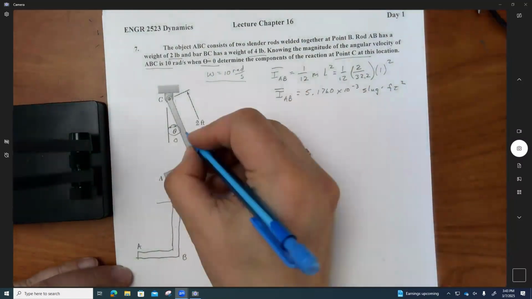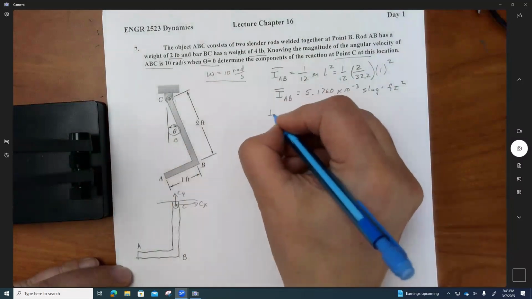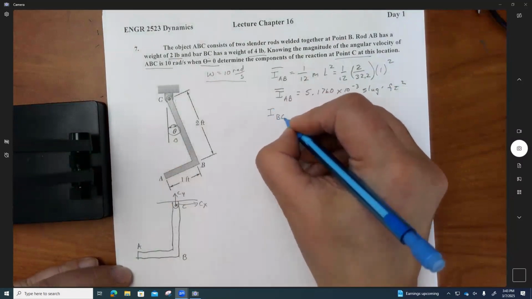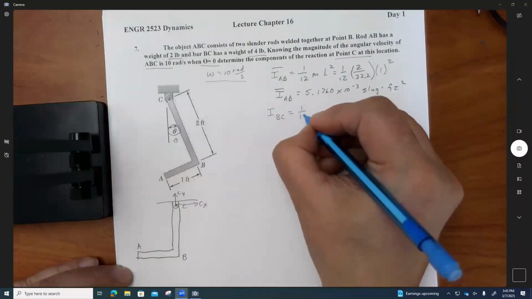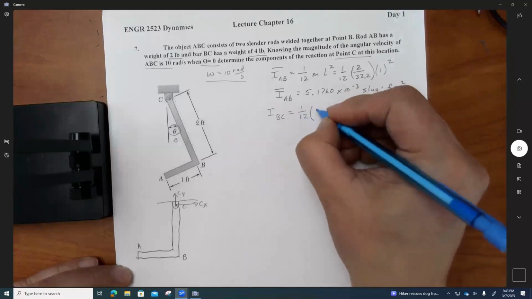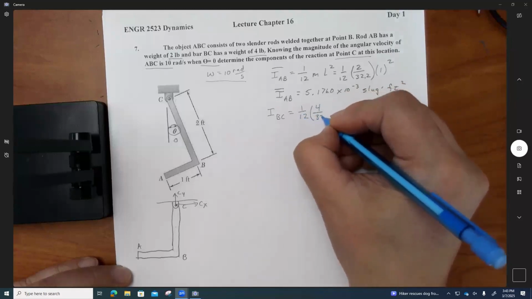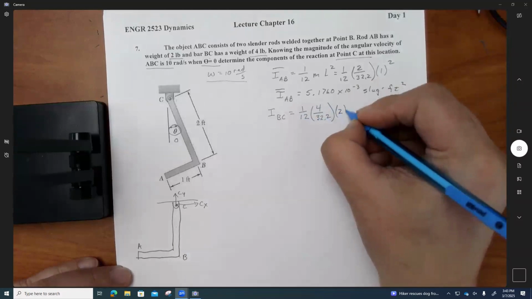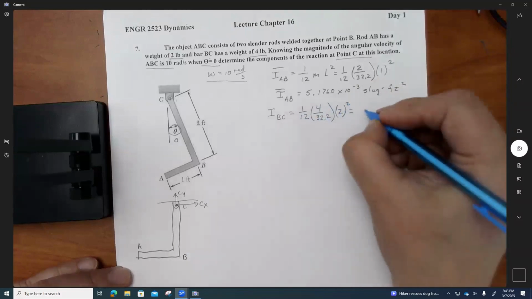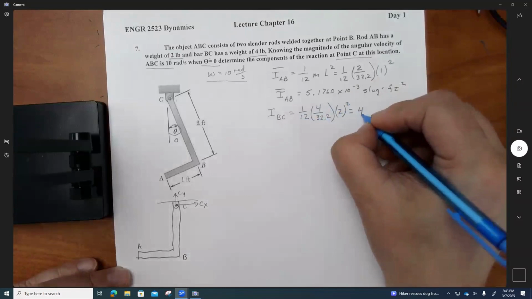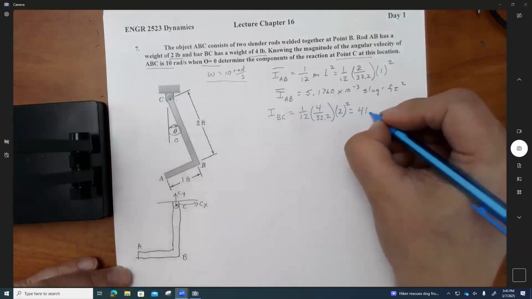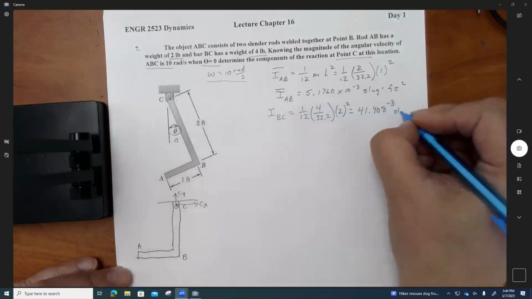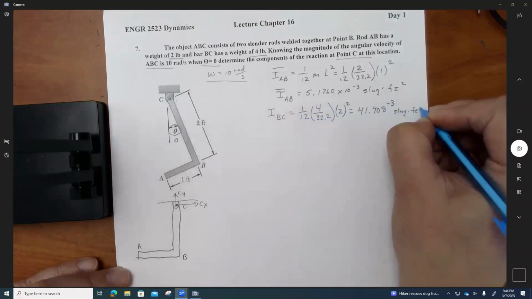What about the I bar for section CB or BC? Either way, we're going to have 1/12 multiplied by the mass of that bar and multiplied by the length squared. And that's going to be a little bit bigger because it's a little bit bigger of a bar. Slug feet squared.